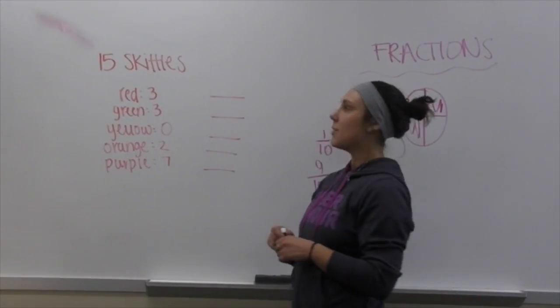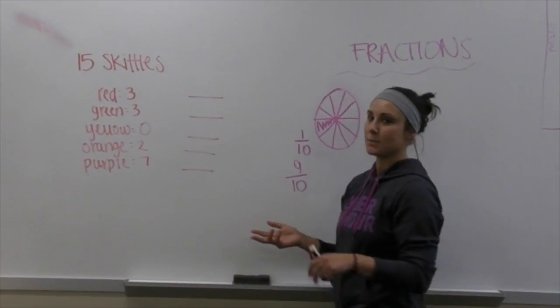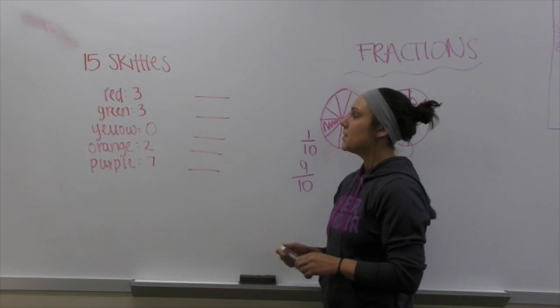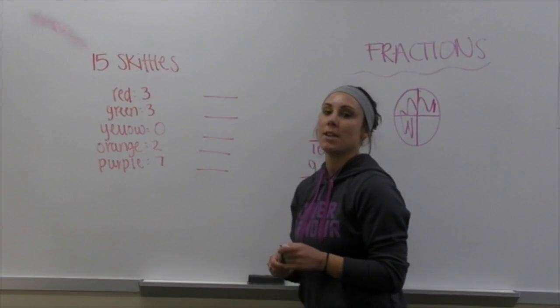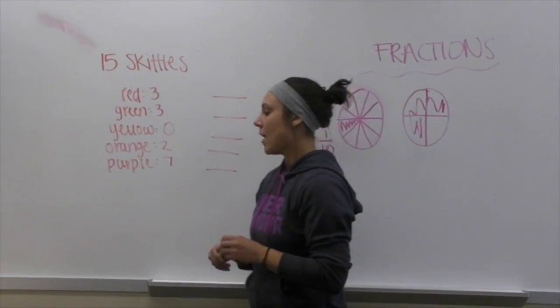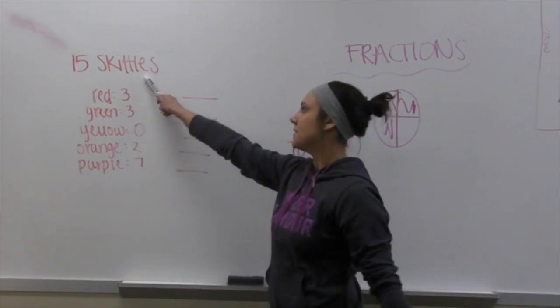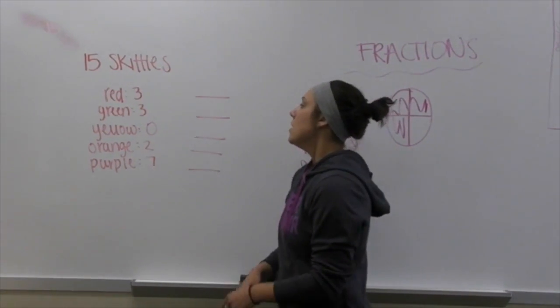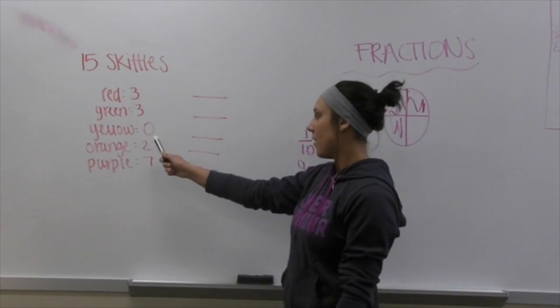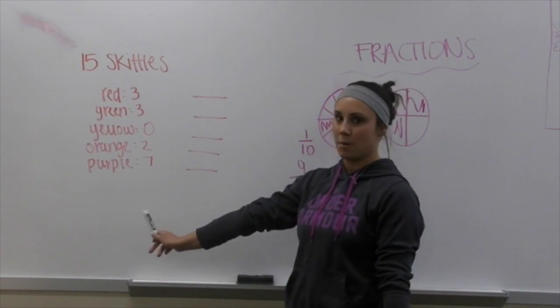Okay, so today now, since we've been working with pizzas and pies, we're going to actually do a little activity working with Skittles. So what we're going to do is I'm going to show you an example first, and then I'm going to let you guys play around with your Skittles and the activity worksheet. So I opened my bag of Skittles, and I had 15 total Skittles. 3 of my Skittles were red, 3 were green, I had 0 yellow, I had 2 orange, and 7 purple.